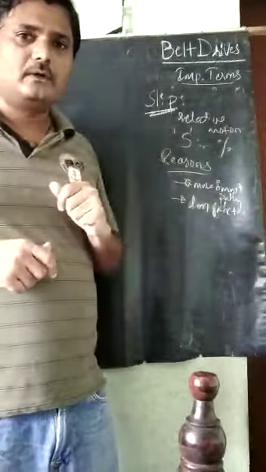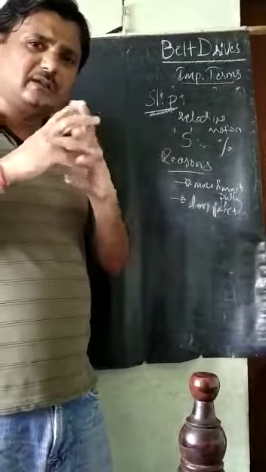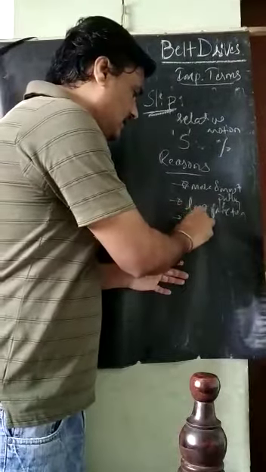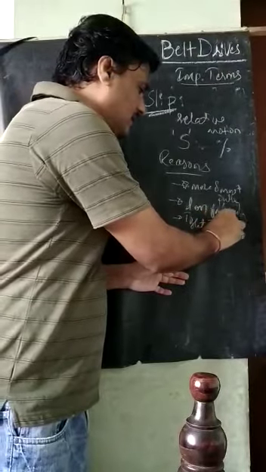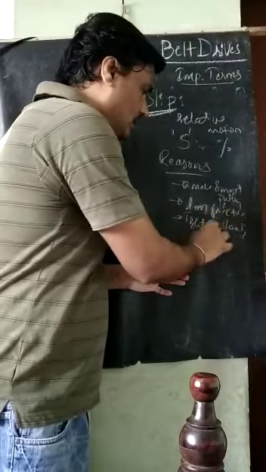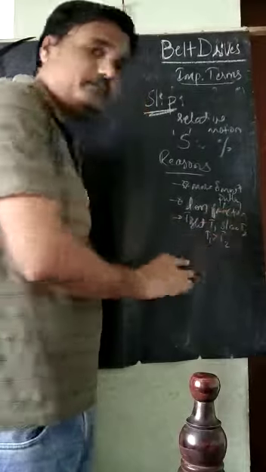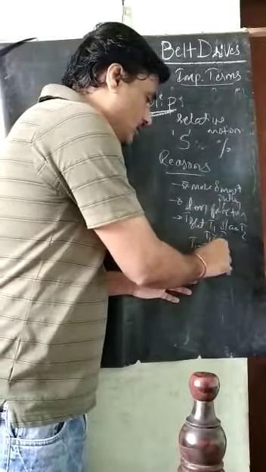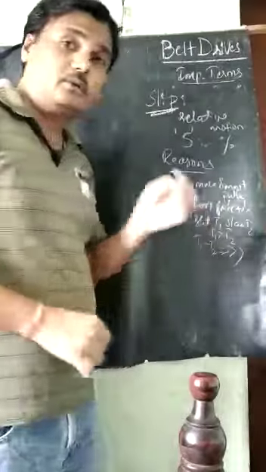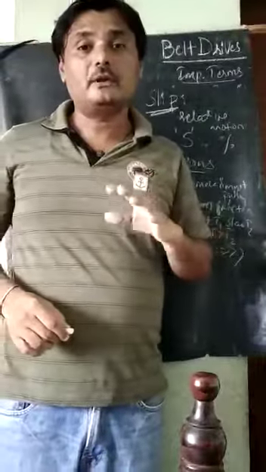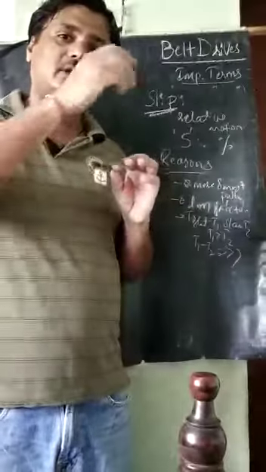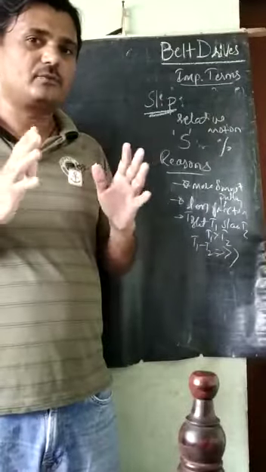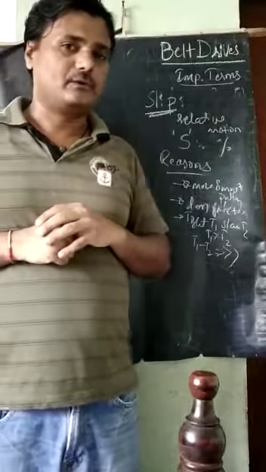The next cause is the tension difference. As we know, the tension on the tight side is T1 and on the slack side is T2, and T1 is greater than T2. If the difference T1 minus T2 is very large, with very high tension on the tight side and very low tension on the slack side, then that huge tension difference will also make the belt slip.